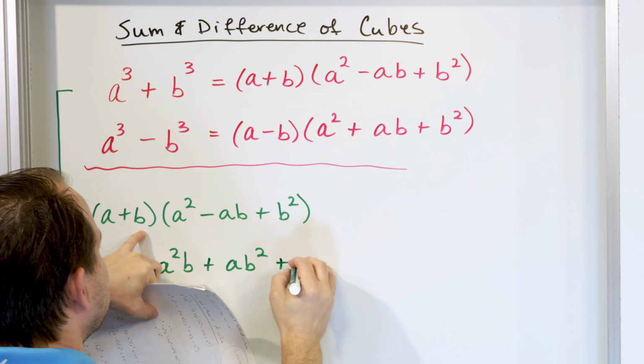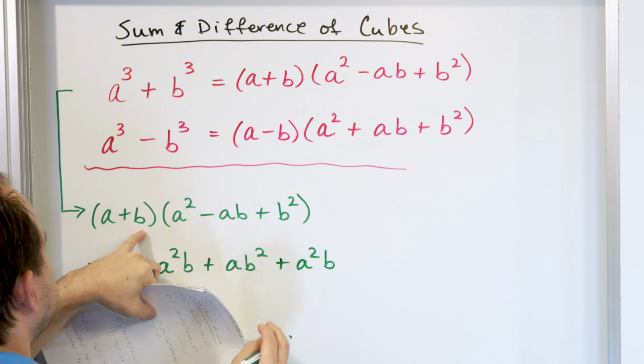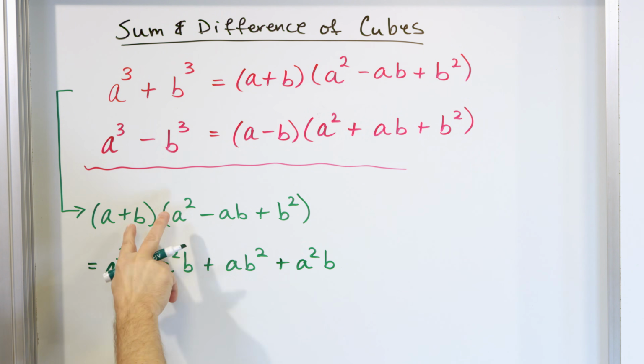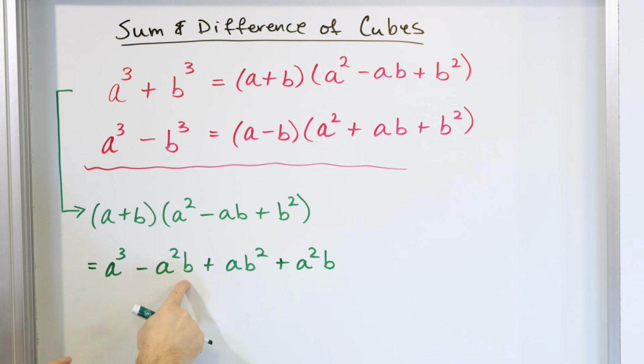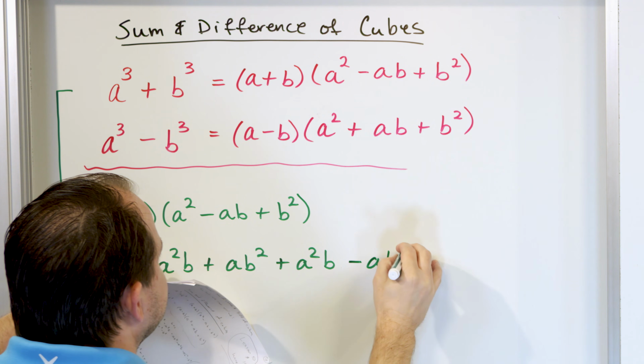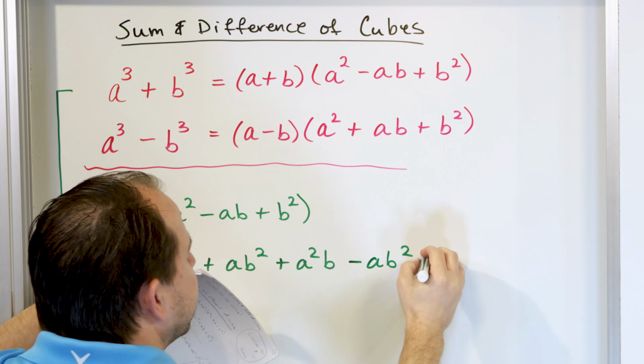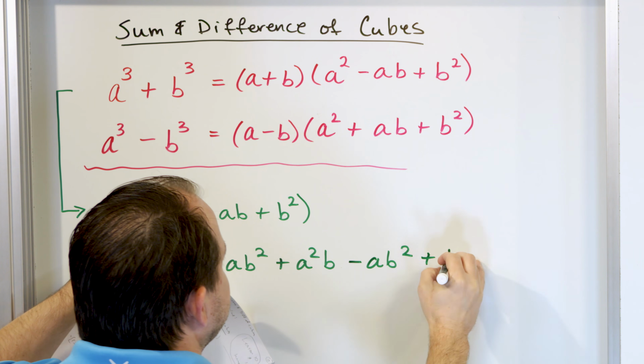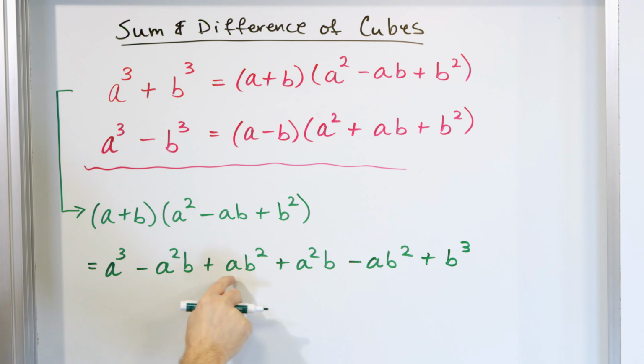B times a squared is a squared b. I can write it as ba squared, but I'm going to flip it around to a squared b so it'll match this one here. And then b times negative ab will be negative ab squared. And then b times b squared will be b cubed. So 1, 2, 3, 4, 5, 6 terms.